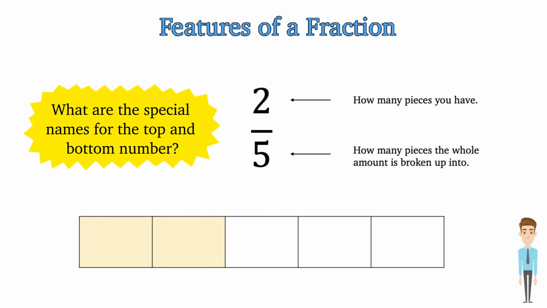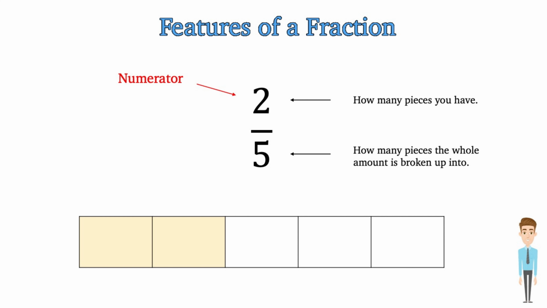What are the special names for the top and bottom number? We call the top number the numerator. We call the bottom number the denominator. We call the line the vinculum.